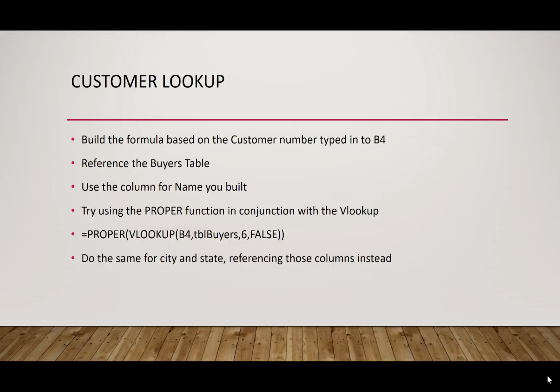Now for the customer lookup, we want to build the formula based on the customer number, the buying number, that was typed into the top area where I had the big 13. Then we're going to reference the buyer's table, use the column number for the one that we built out that name, and then I'd like to go back afterwards and stick in that PROPER function again to get the name in the upper and lower case. And we'll do the same thing for the city and state, but reference those columns instead.